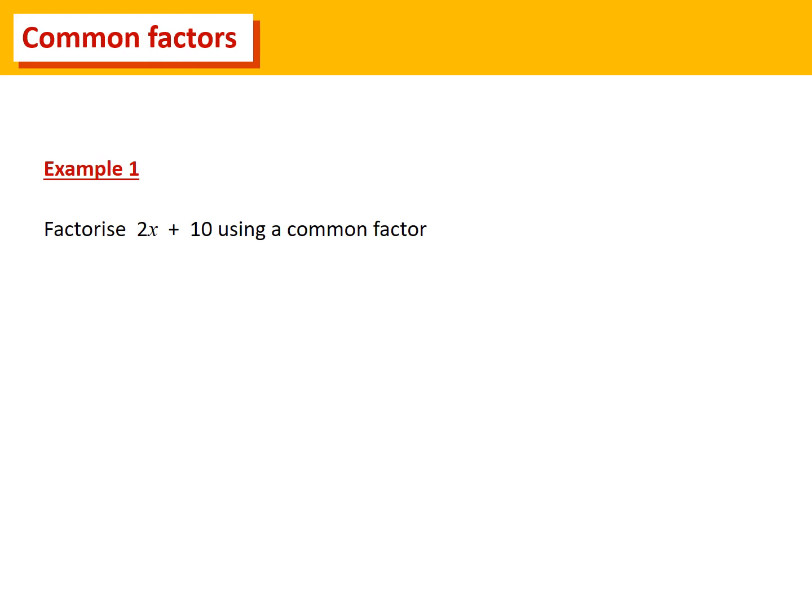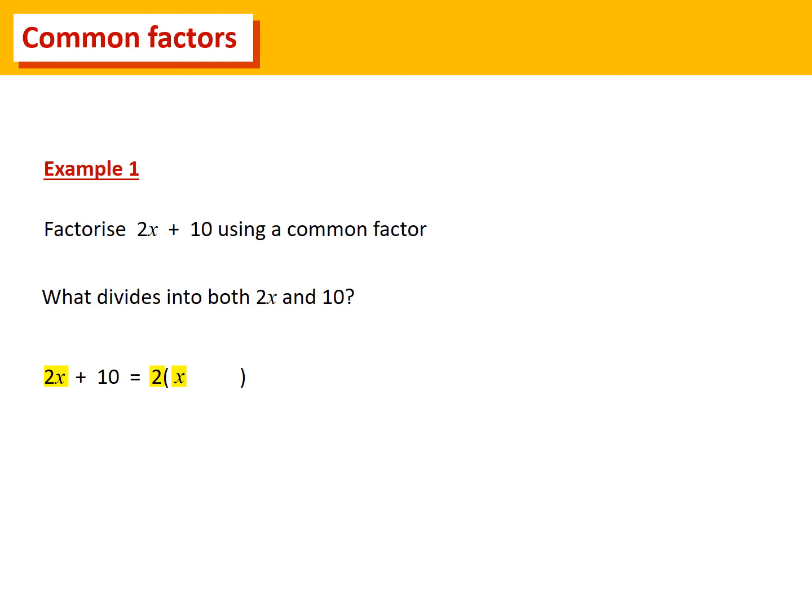Here's our first example, and we ask ourselves the question, what divides into both 2x and 10? And hopefully when you've thought about that, you realise that 2 will divide into both 2x and 10, which means we can write 2x plus 10 as 2 lots of something. So the question is, what now needs to go in the bracket? Well, 2 times something needs to give me 2x. So the something will be x.